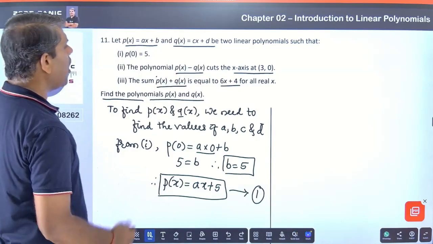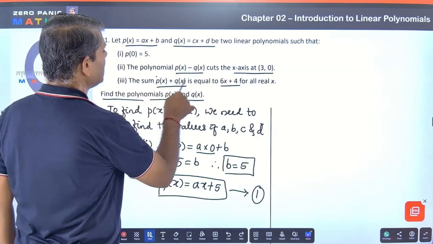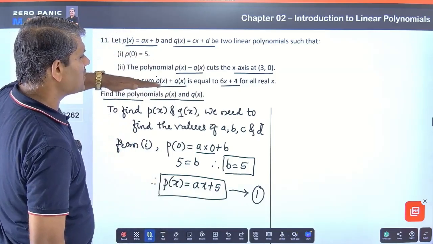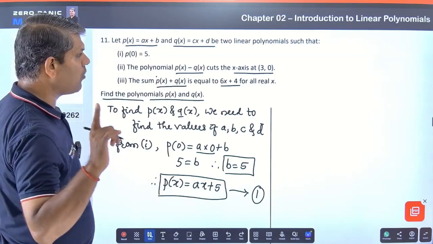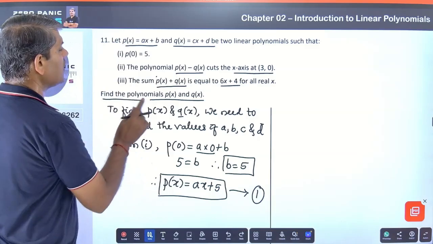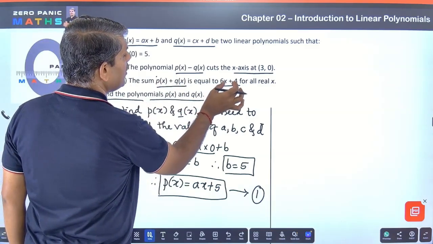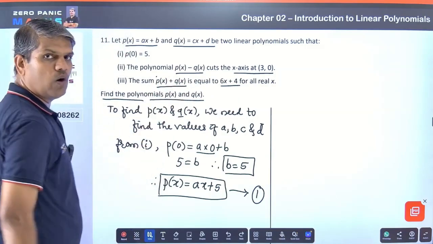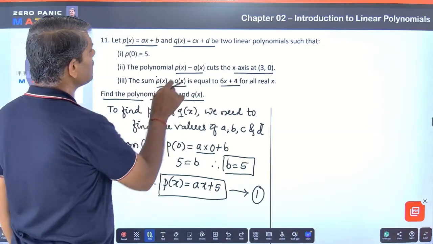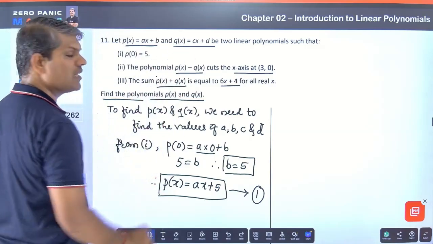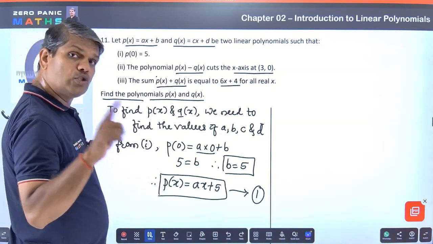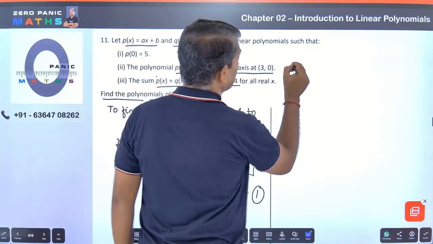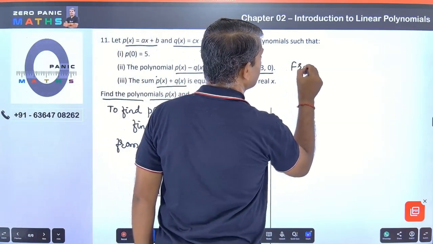Now let us consider the third point. Before considering the second point, I am considering the third point in this problem. Listen to me carefully, because a linear polynomial is directly given, which is the sum of these two, by which we can find some more constants. That's why I'm considering the third point. You also have to do it the same way.